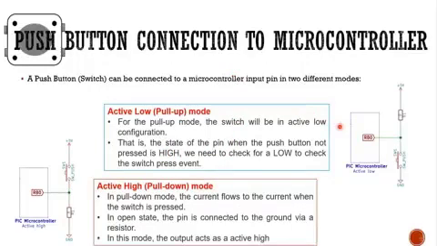So how do we connect to a microcontroller? Just like the LED, we also have active low and active high, but the configuration will determine whether it is active low or active high. So for active low or pull-up mode, the switch will be in active low configuration. So this is active low. The switch will be in active low configuration for pull-up mode.